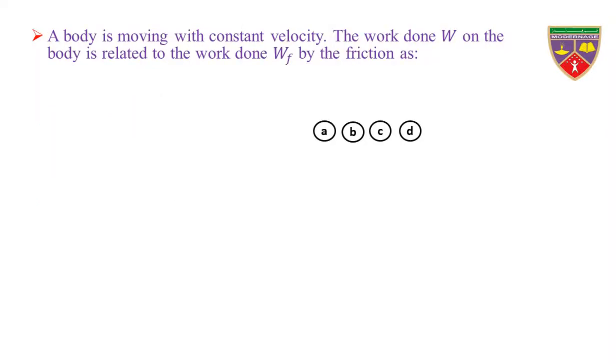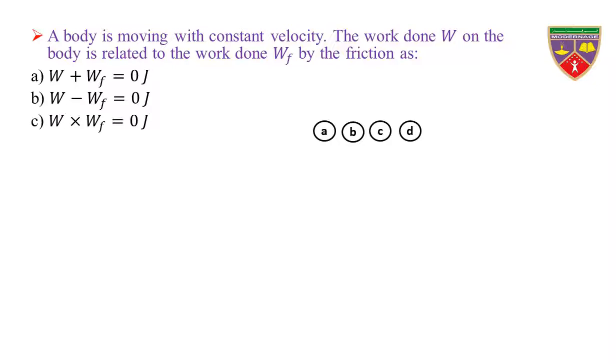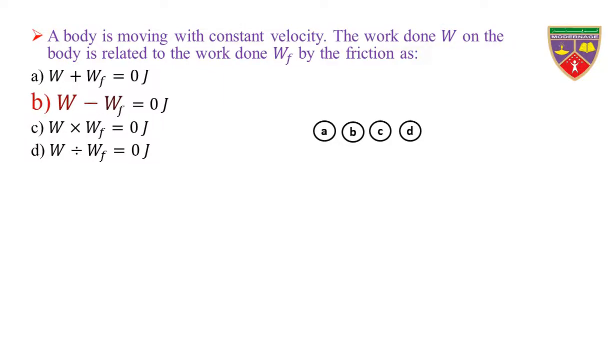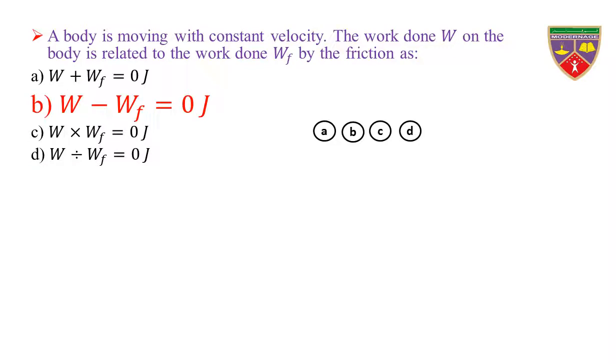A body is moving with constant velocity. The work done W on the body is related to the work done WF by the friction as: option A, W plus WF is equal to 0; option B, W minus WF is equal to 0; option C, W into WF is equal to 0; option D, W divided by WF is equal to 0. The key is W minus WF is equal to 0. The correct option is B.